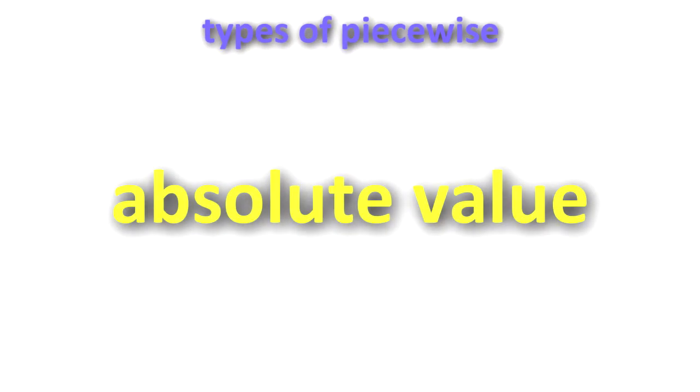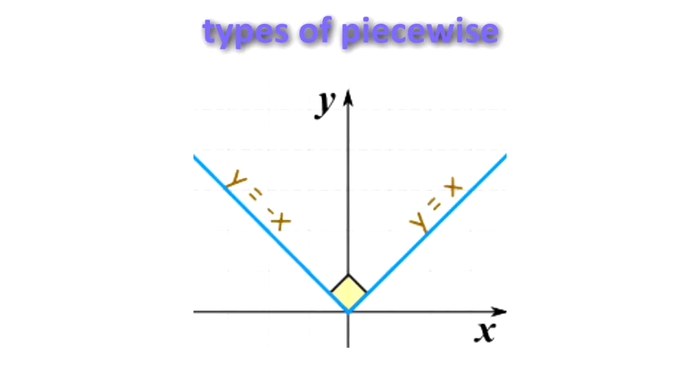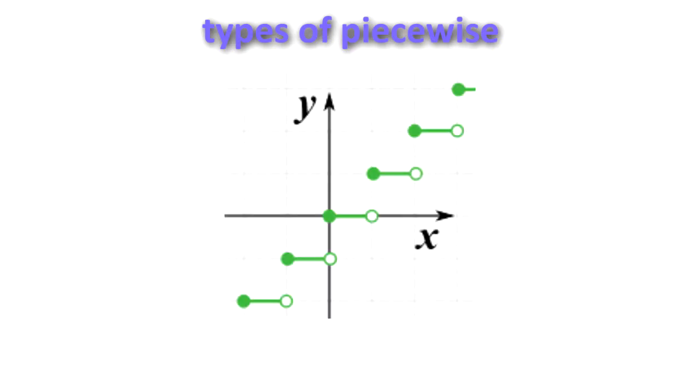There are also different types of piecewise functions. The absolute value function. Let us look at this example. It has two pieces. Below 0 is negative x. From 0 onwards is x. The floor function. The floor function is a very special piecewise function. It has an infinite number of pieces. Let us look at this example.